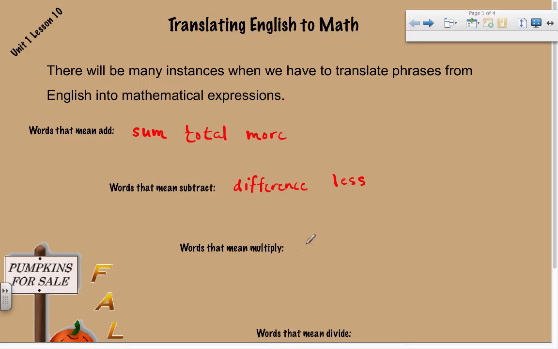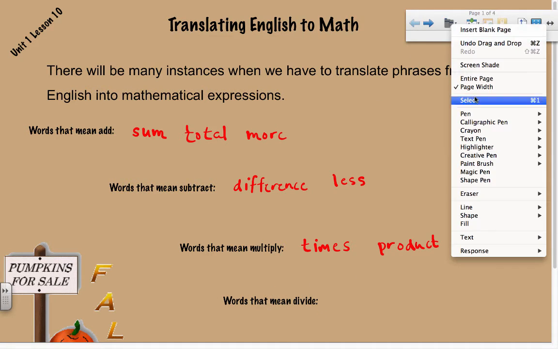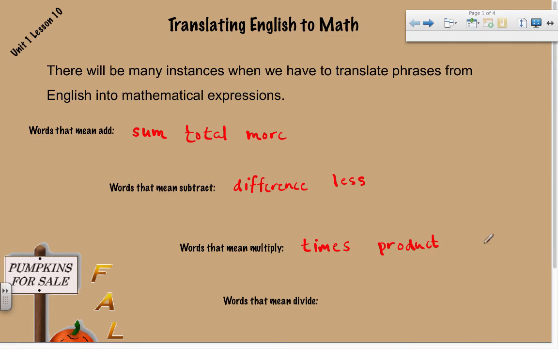How about words that mean to multiply? Well, the first one most people say is times. But the word we're really going to see is product. Another word is per. But per is a little tricky because per can also show up in the dividing sense. So that one we're going to have to really read closely.